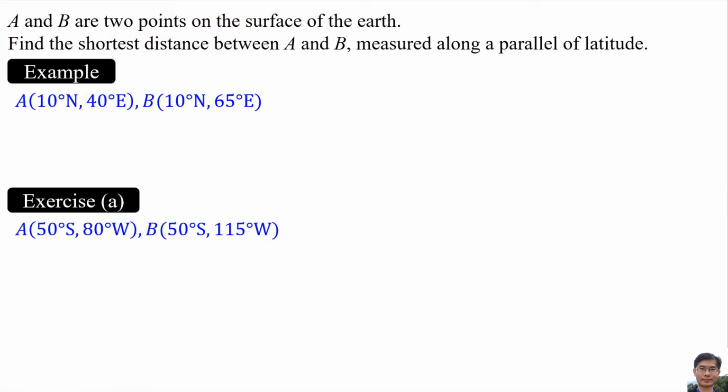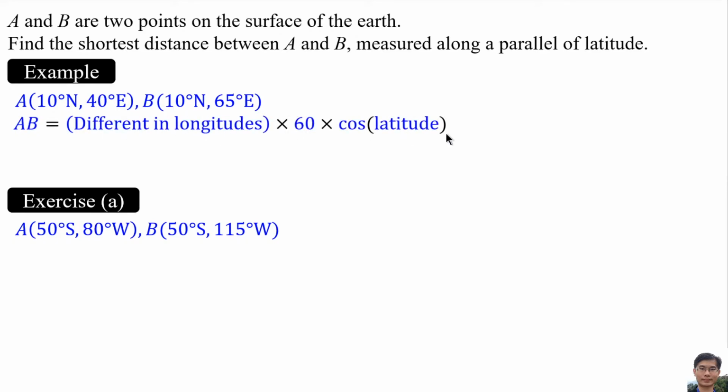A and B are 2 points on the surface of the Earth. Find the shortest distance between A and B measured along a parallel of latitude. So you can see they have the same latitude and a difference in longitude. So this is the horizontal distance. We can use the formula: the difference in longitude times 60 times cos latitude. Latitude means the 10 degrees.